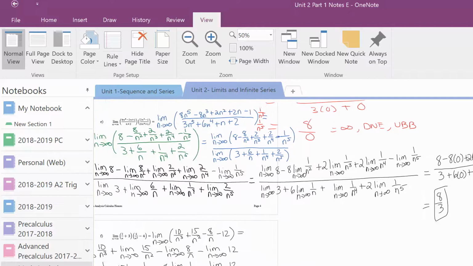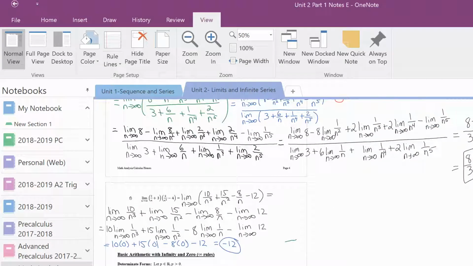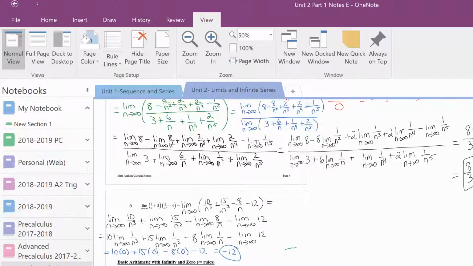And you're going to do the same thing for the next one, where I would multiply. Now for the next one, you can just multiply by 1 over n to the third. Or actually, you don't need to multiply because it's already in fractions. So basically you can just take the limit of each term separately and then multiply out the constants, and then you get negative 12.